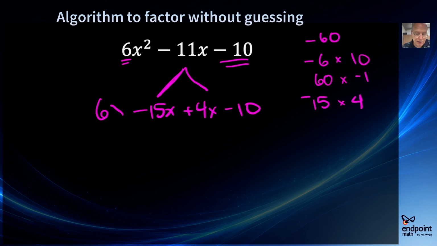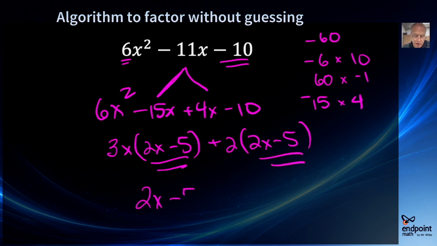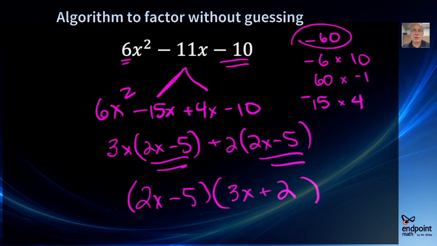Negative 10x plus 6x squared. We then do the grouping method. These are both divisible by 3x, so that leaves behind 2x minus 5 plus 2 times the quantity 2x minus 5. There it is. We have another common binomial, 2x minus 5, so we factor that out, 2x minus 5. Make sure you put it in parentheses, and then the second binomial would be whatever's left behind, 3x plus 2. Look at that. That was actually a pretty difficult question to try to guess and check, but we got through that very easily by simply starting with that negative 60 and subdividing that.